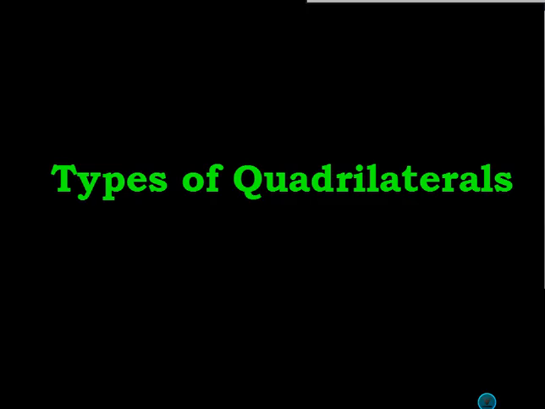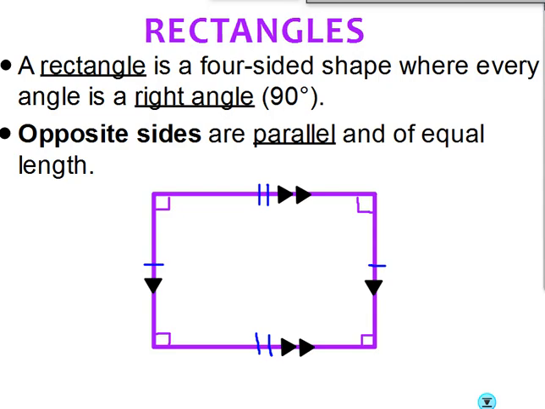There are different types of quadrilaterals. The first type is a rectangle. A rectangle is a four-sided shape where every angle is a right angle. A right angle is 90 degrees. Opposite sides are parallel and are of equal length.